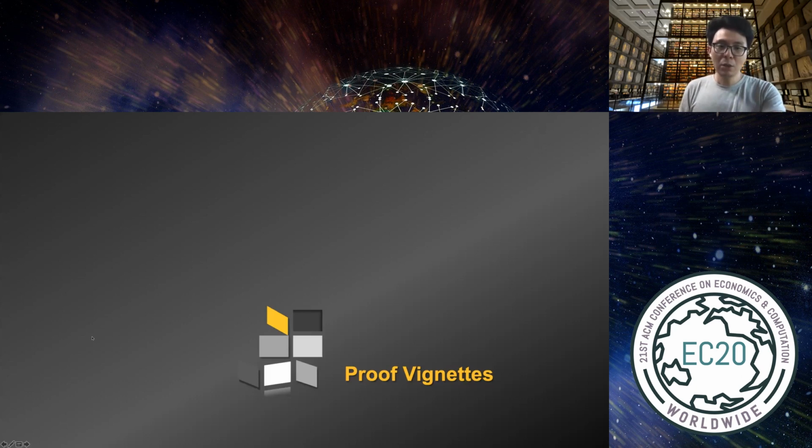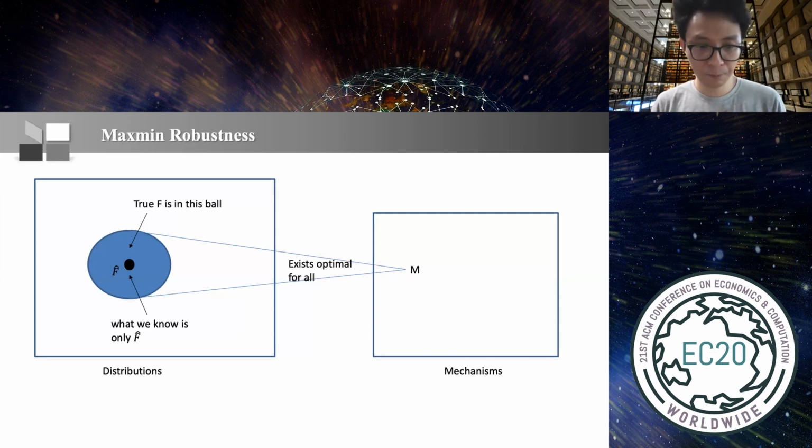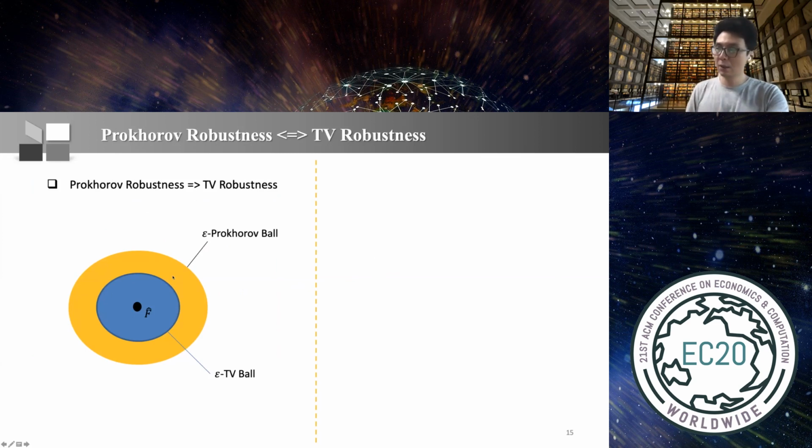Okay, so let me quickly show you some proof vignettes, and I want to talk about the Prokhorov robustness. Just to remind you, in the Prokhorov robustness, you're given just one distribution f hat, which is the center here. And you want to design one mechanism M that works for every distribution that's around the epsilon ball here. What I want to convince you is you can actually prove that the Prokhorov robustness is equivalent to the TV robustness. And the TV robustness is rather easy to establish. So that will also give you the Prokhorov robustness.